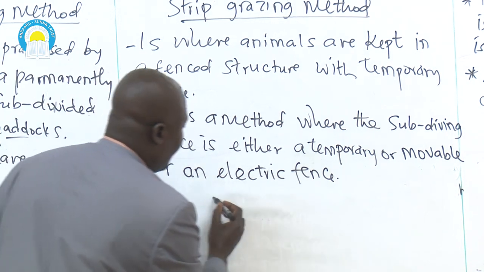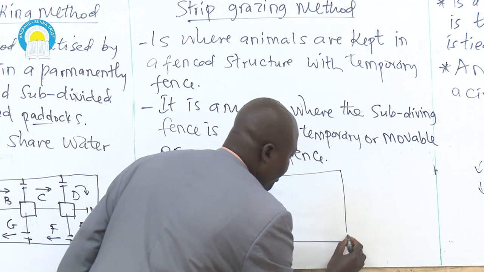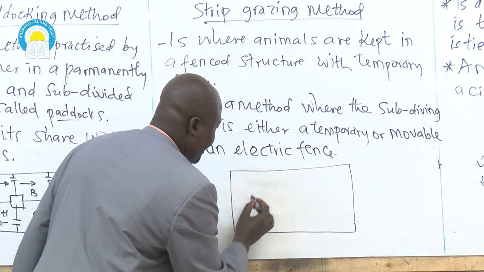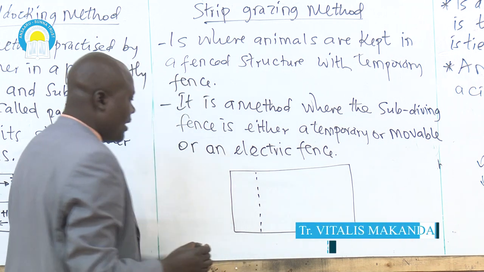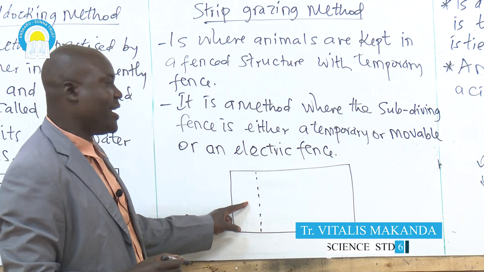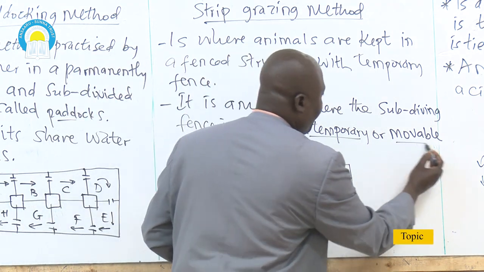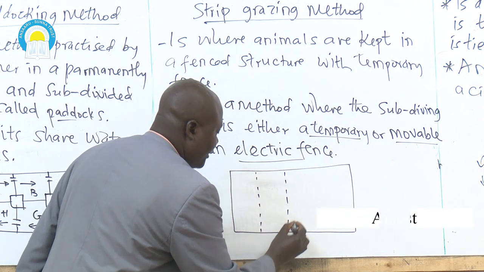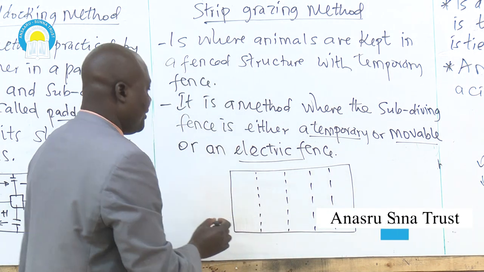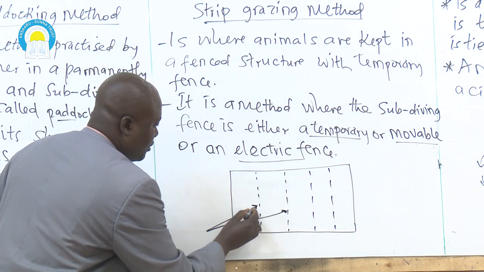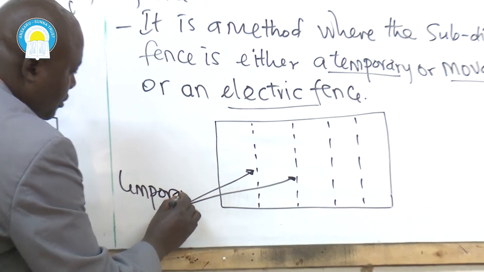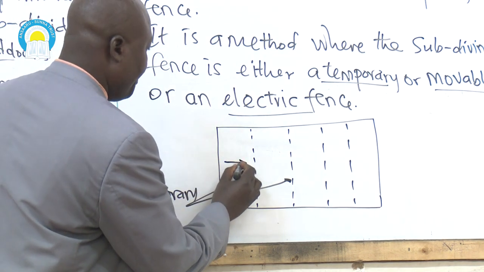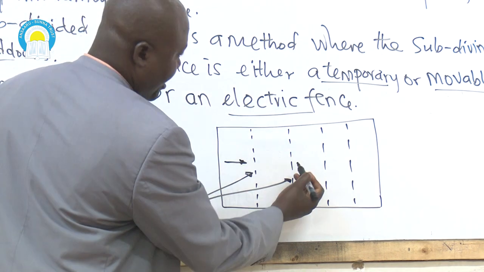Maybe to show in a demonstration with a diagram, you'll find that a farm is like this for the farmer. Then this part here, they subdivide like this. So the inner subdividing fence here is either a temporary one, a movable one, or an electric fence, which can be removed, then moved to the next part. That's what you call a temporary or movable fence. Also, we can call it an electric fence, whereby if the animals are feeding here, when the grass is over, they'll move this wire or that fence to the next part.